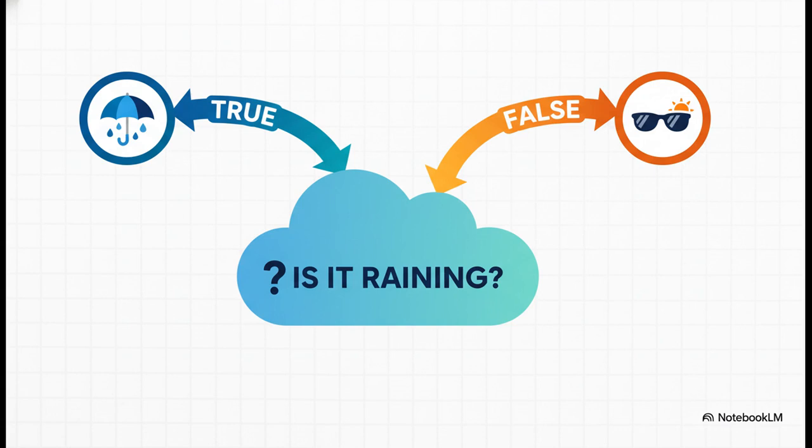And here's a perfect everyday example. You're about to leave the house. You look outside and ask a question. If it's raining, you go down one path. You grab an umbrella. Else, meaning if it's not raining, you go down a different path and grab your sunglasses. See, it's a simple question that leads to one of two very different actions.